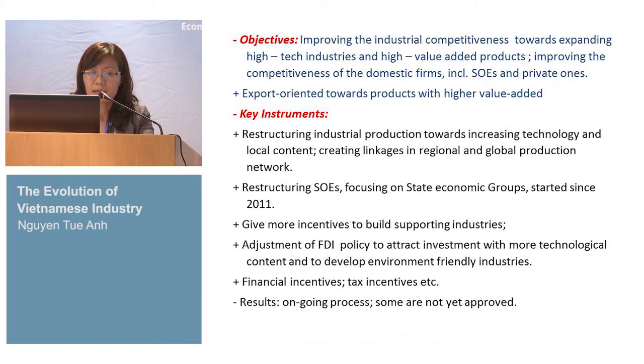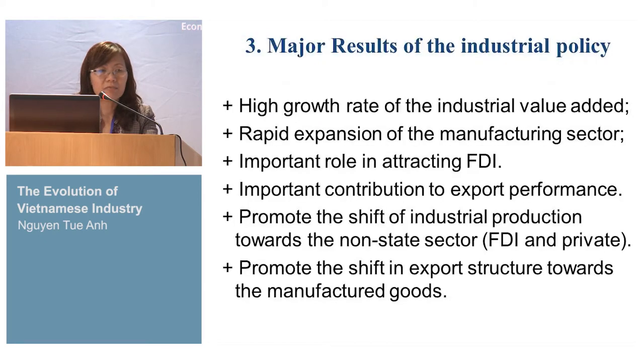Other key instruments now being implemented include financial incentives and tax incentives. However, I would say that all these instruments are still in an ongoing process, and some instruments here are still not yet approved, still in the formulation process. Now, what are the major outcomes of the industrial policy here?